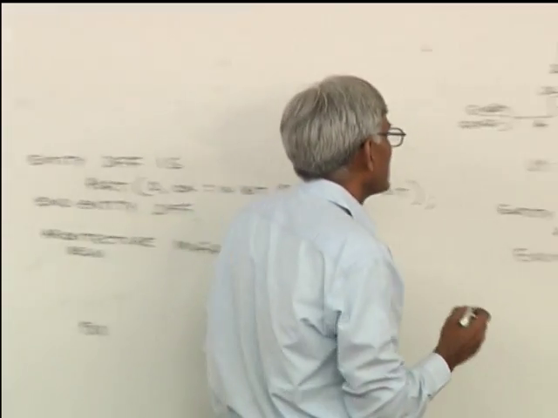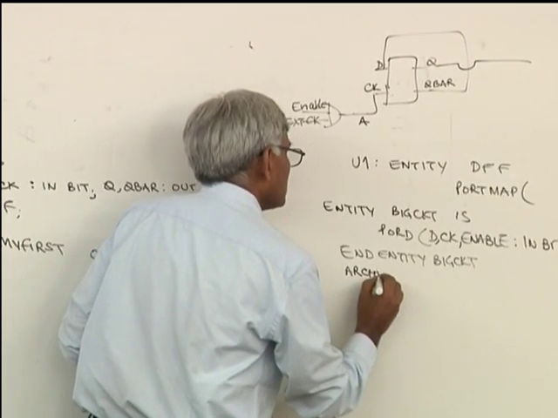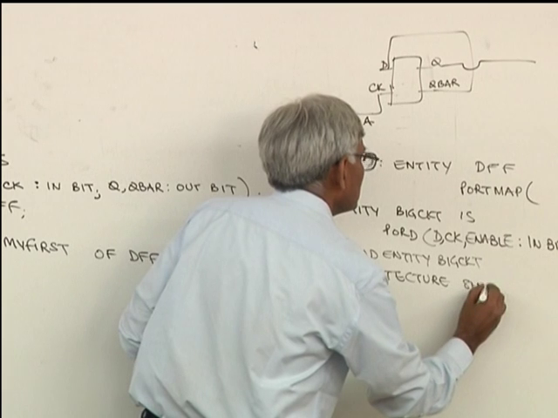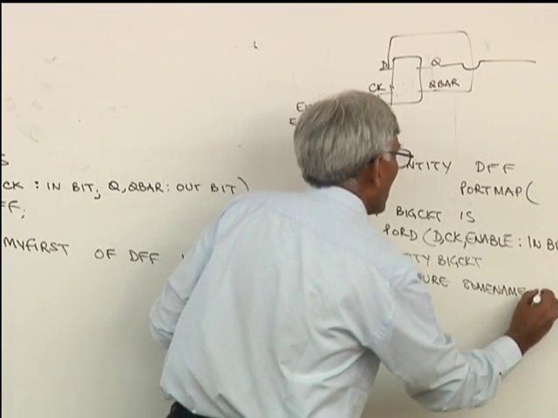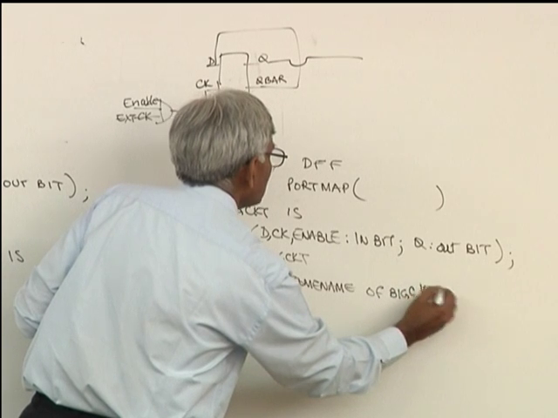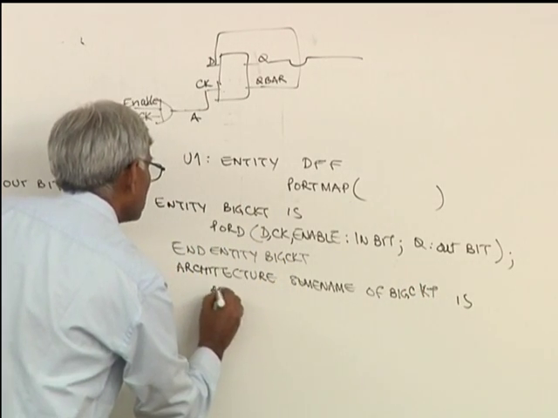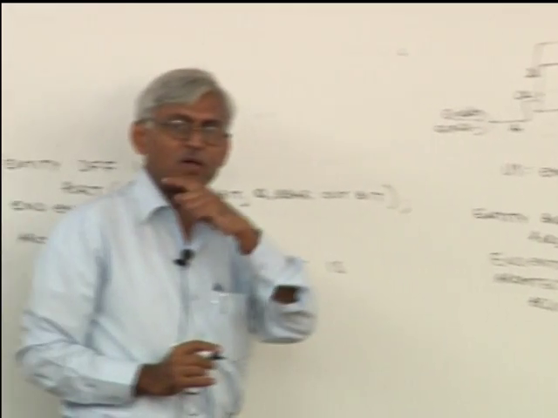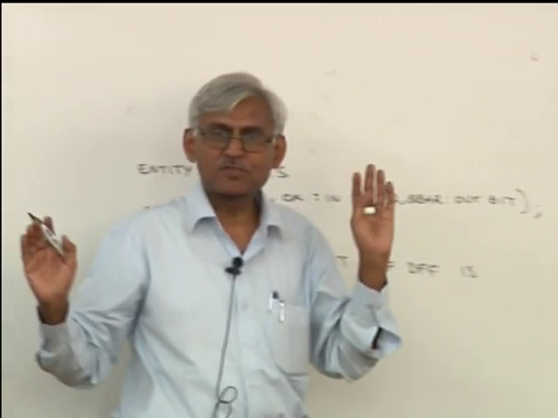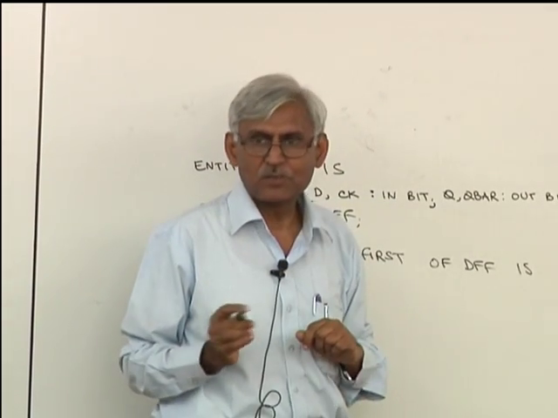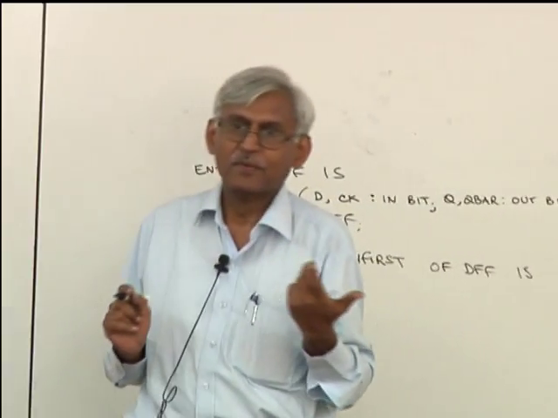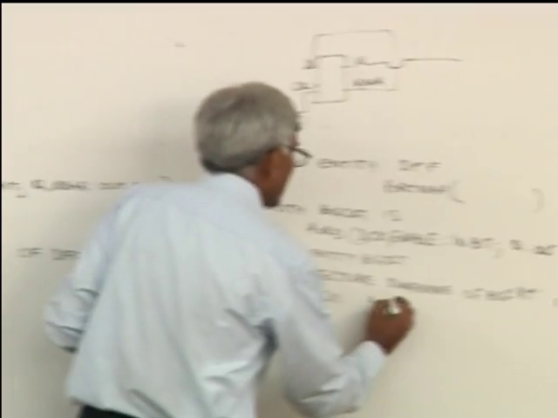All right. So then what you will say is architecture some name of big circuit is, and then begin. Now, first of all, you must declare all the local variables. So, A is a local variable that is not known from the ports, okay, and that is the only signal in this particular one which is local. Notice that for internal signals there is no direction, you do not have to give them as in or out. So, you say A is a signal of type bit.